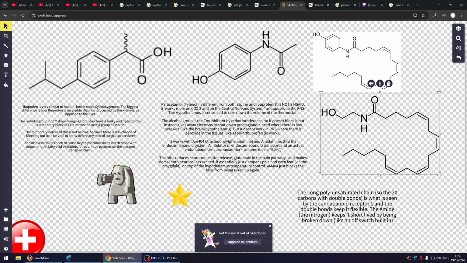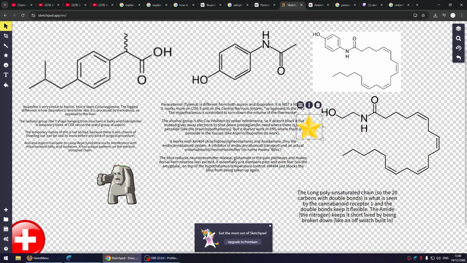And on top of the hypothalamus temperature control, AM404 just blocks the bliss from being taken away. So this keeps this star chilling out the need for prostaglandin synthesis in the brain and the hypothalamus, even the spine, and this keeps it around. So you can think of this as keeping the electron from this group, keeping this around in the brain and making you chill out.